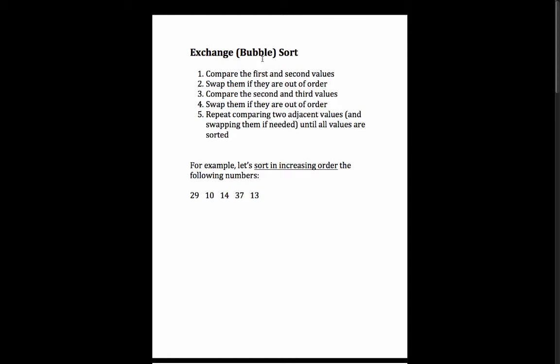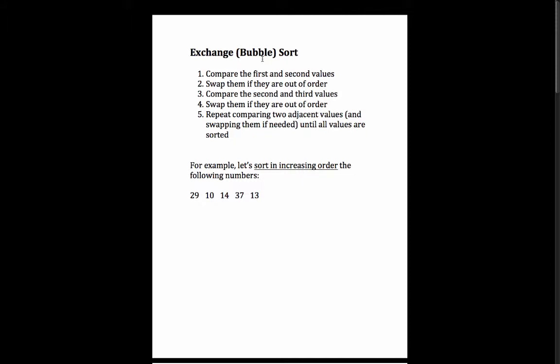Hello, today we are going to talk about another sorting technique which is commonly used, and it is called exchange or bubble sort. Either name refers to the same technique. So the steps for the exchange or bubble sort are very simple.